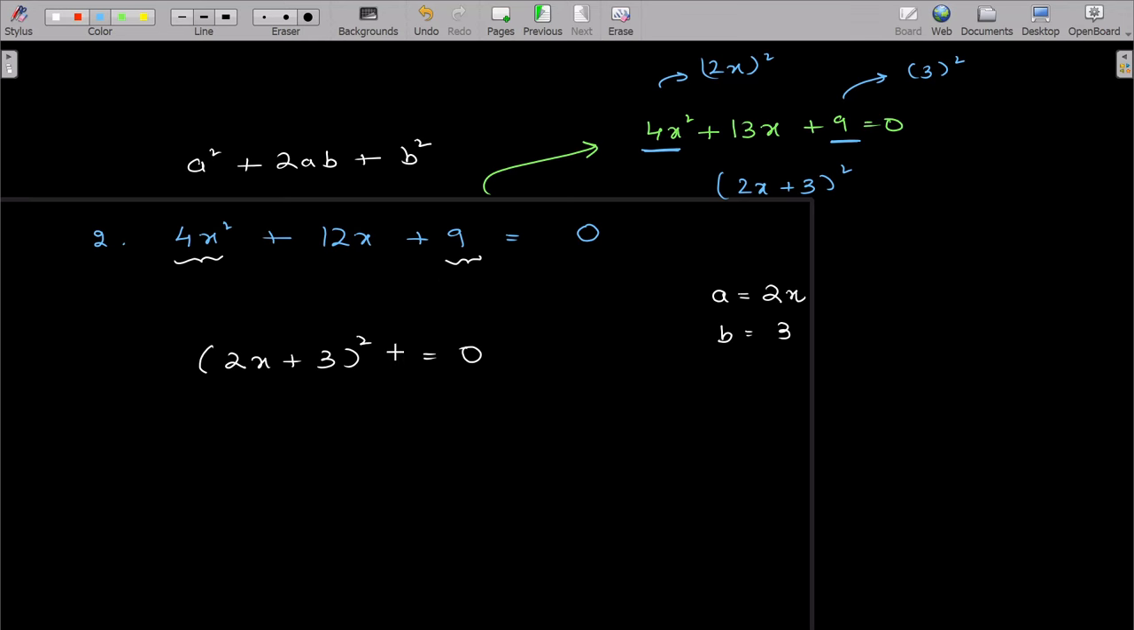So middle term should be written as 2 times ab. So just check that quickly. So 2 times a is 2x and b is 3, so we are going to get 12x, which is the middle term, right? So if you are getting the middle term as well by doing 2ab, then only you can write this expression as whole square of 2x plus 3. Okay, and now can you tell me the solutions?